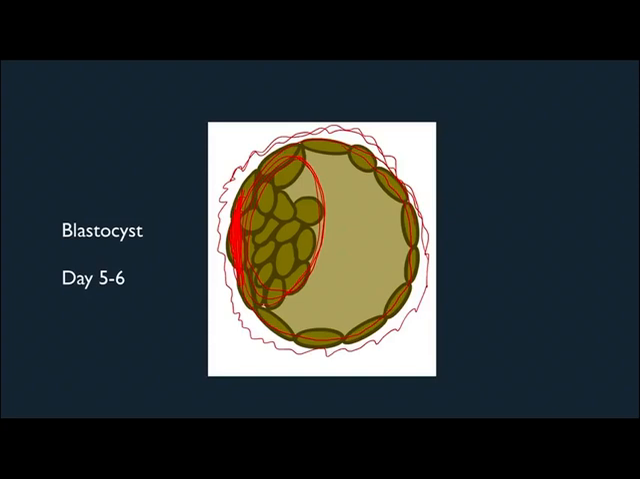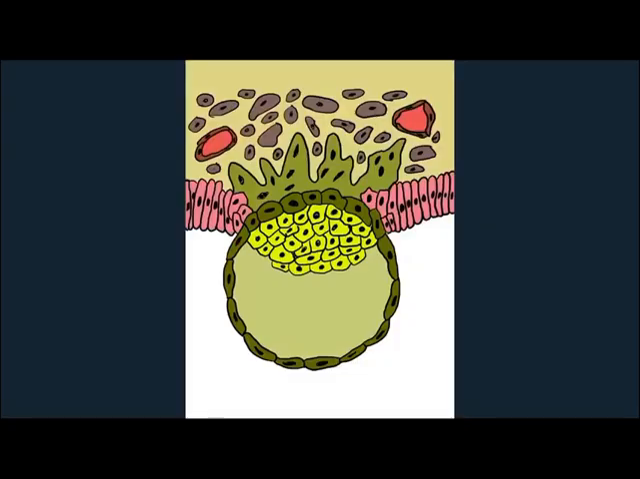Blastocyst here has a cavity. We call that the primary yolk sac. That's the old name. The more correct name is the blastocele, or the blastocystic cavity. It has the inner cell mass and the trophoblast. The trophoblast will get in contact with the endometrium and attach to the endometrium in anticipation for implantation around day 6. Then we move to the next stage, which is the implantation itself.